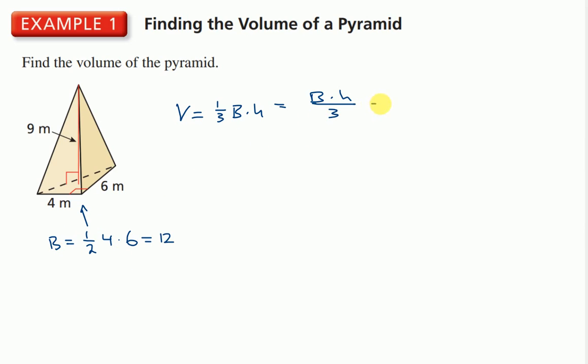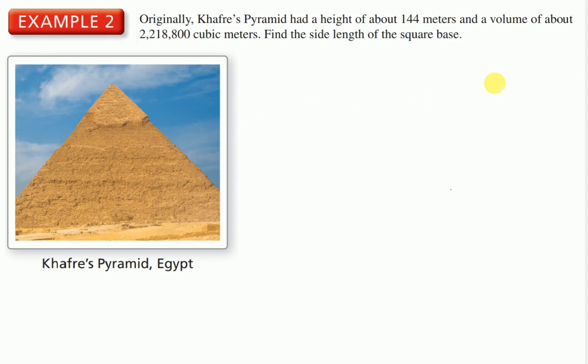So we can do 12 times 9. We can simplify either one of these. This gives us 3. 12 times 3 is 36. And the unit here is meters cubed.